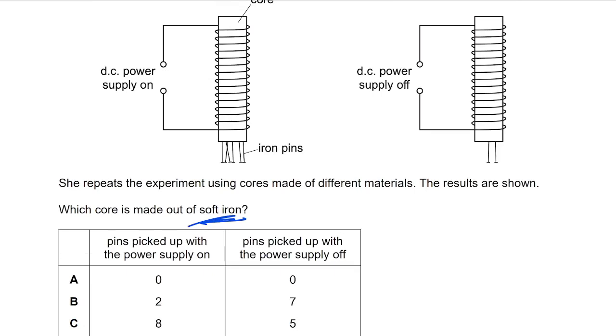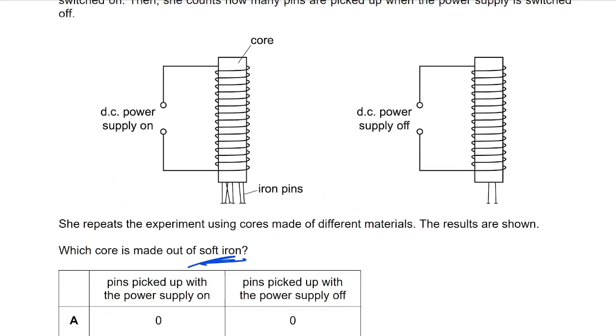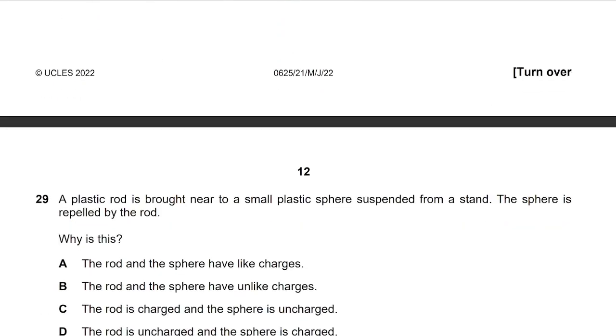When it's a hard iron, it is hard to demagnetize, hard to magnetize. So once it magnetizes, it will not lose its magnetism easily. Okay, that's the difference between soft iron and hard iron.